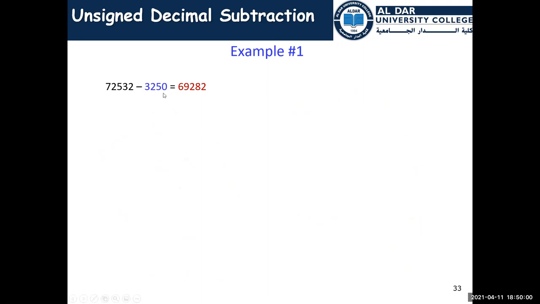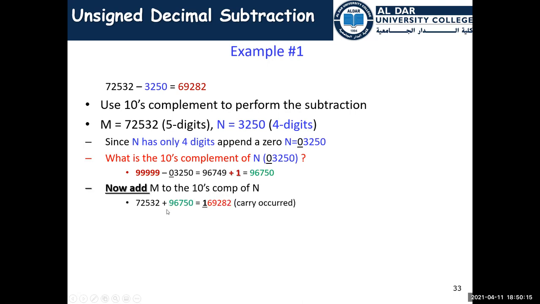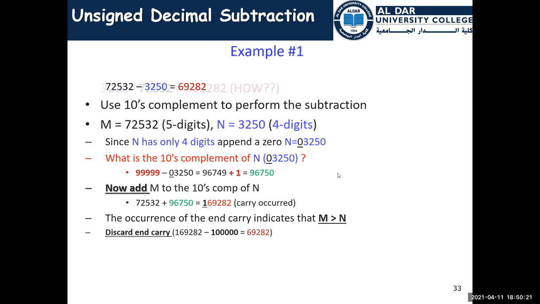So here, this is the smaller number. We need to make the tens complement. The tens complement is implemented here by subtracting that number from 93 nines and adding one. This is the complement. So we add them together. So this is the number, and we have a carry of one. This means this is a positive number.